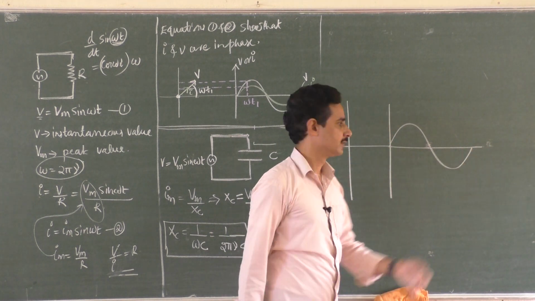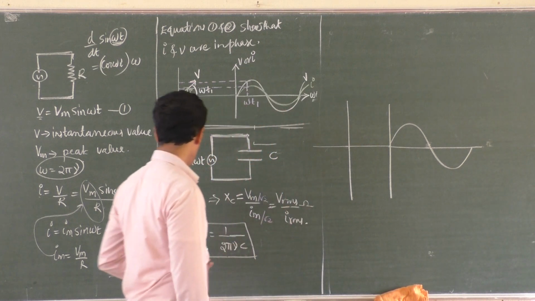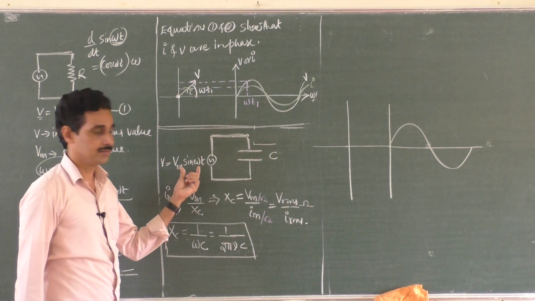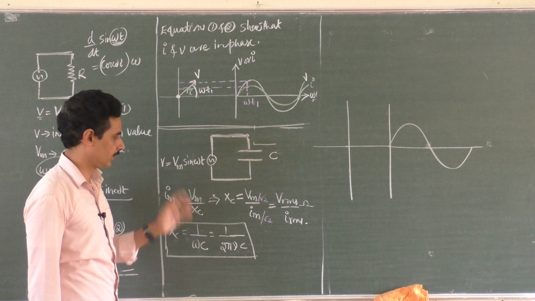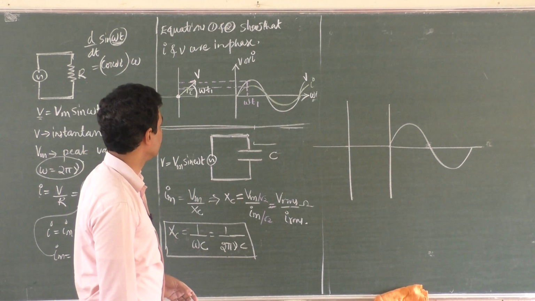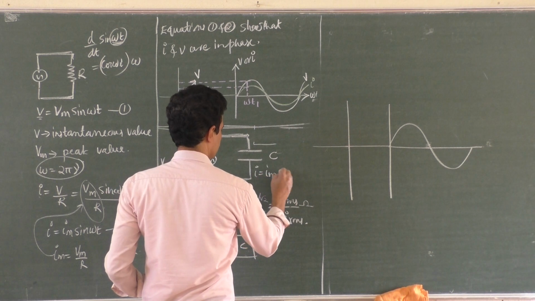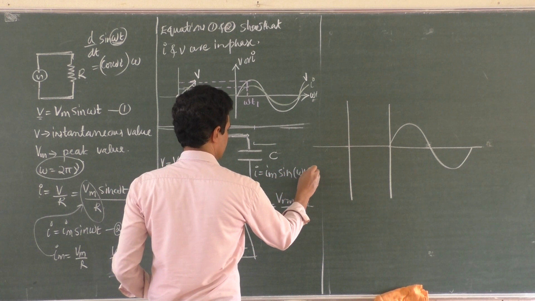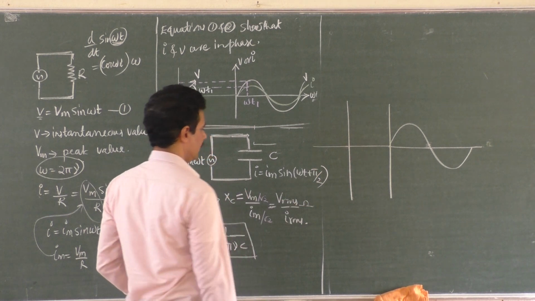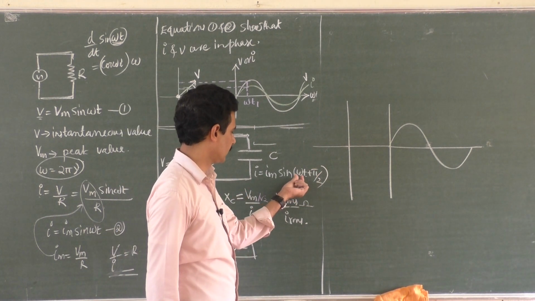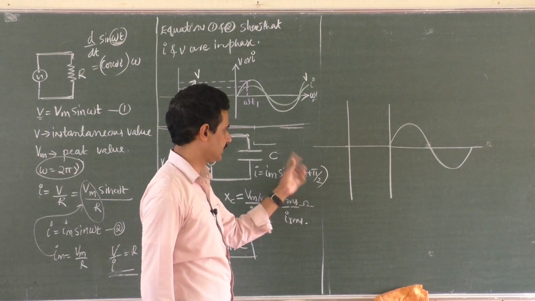Right? Voltage starts from 0. It is V equals Vm sin omega t. When you put 0 here, you get 0. Whereas current, where is the current equation? I have rubbed it. I equals Im sin(omega t plus pi by 2). You know this. When you put omega t equal to 0, this is sine 90, that is 1.